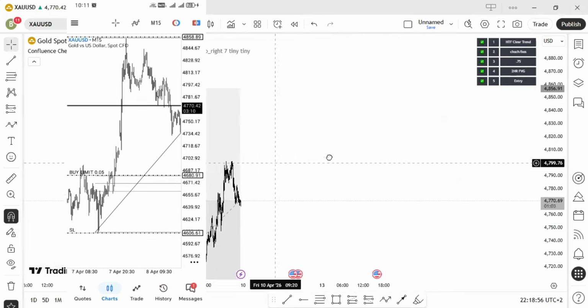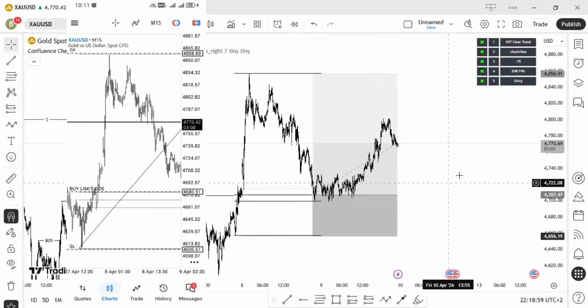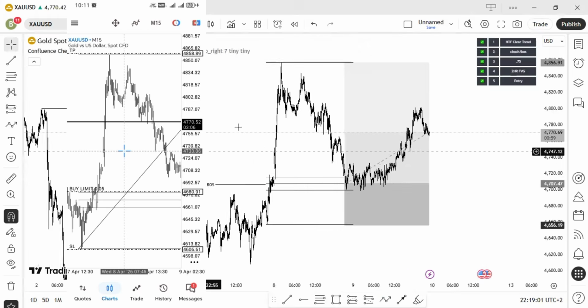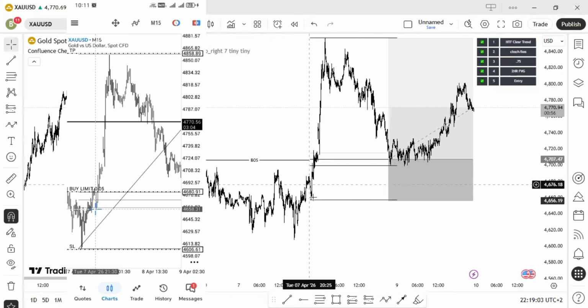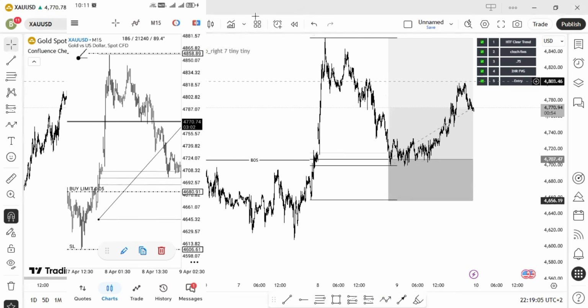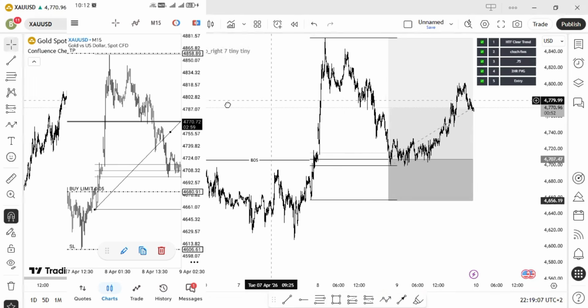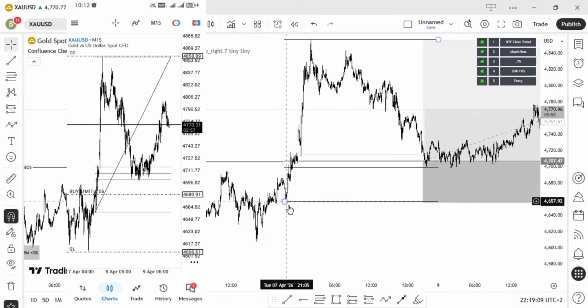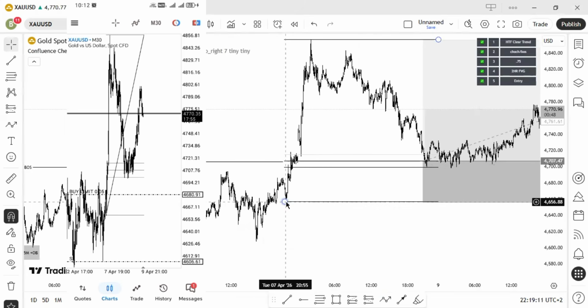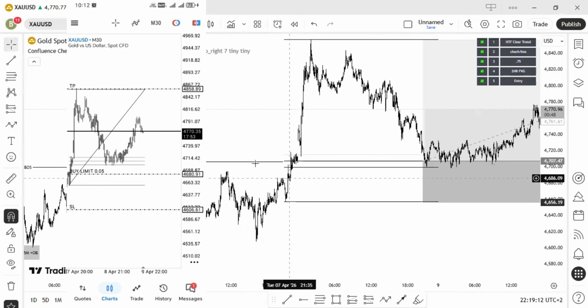So let's get into some examples, but let's start with this gold one. After breaking structure here, when we're coming for these external highs, we did leave this low here. This is the most recent low before we broke structure.